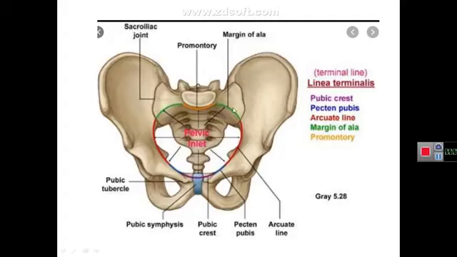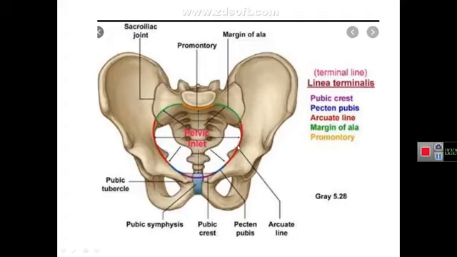On the sides, the pelvic inlet or pelvic brim is formed by the linea terminalis on the left and right side. This linea terminalis is formed by the following structures from posterior to anterior. The first thing posteriorly is the anterior margin of the ala of the sacrum. This piece is called the ala of the sacrum on the right and left side, and its anterior margin forms the first part of the linea terminalis posteriorly.